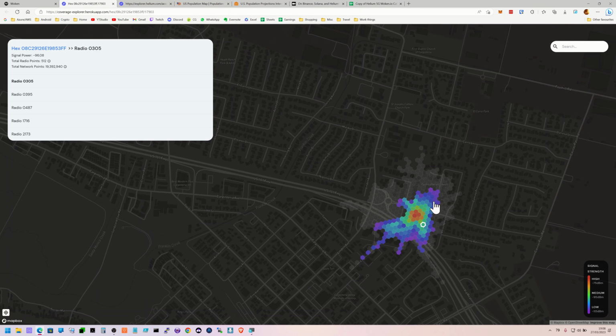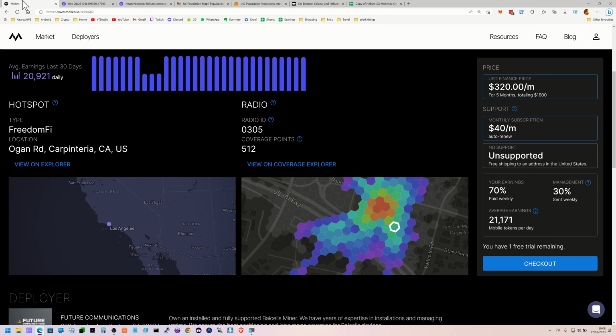So let's click on here. So this one here is just outside of LA, and it's got a small amount of coverage, but it's earning an average of 21,000 tokens per day. So even the cheaper ones are earning a fair amount of mobile tokens.